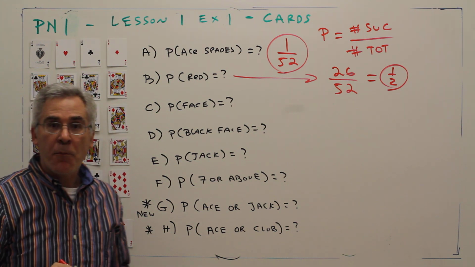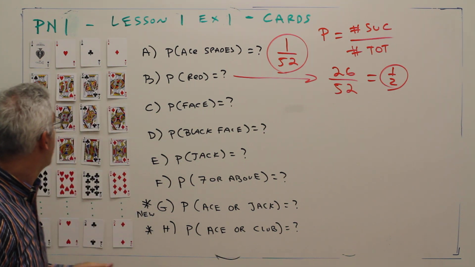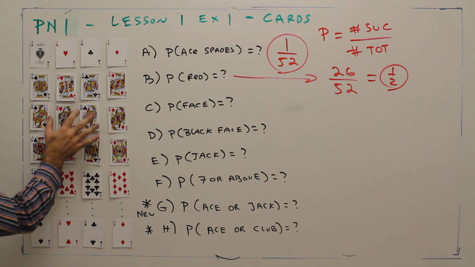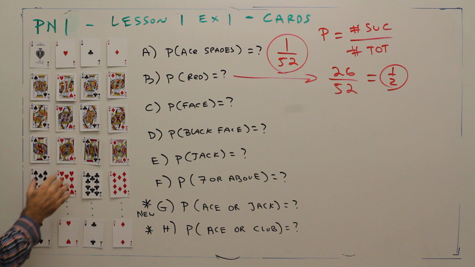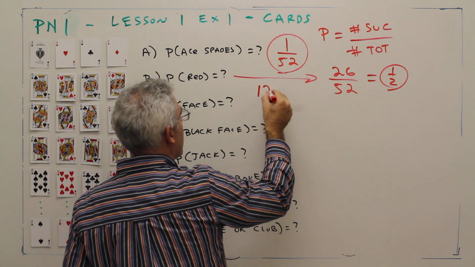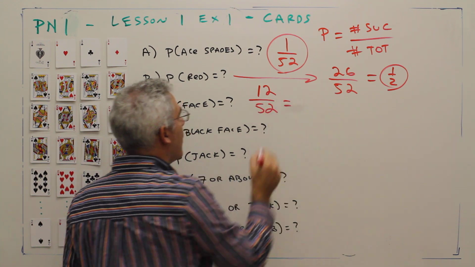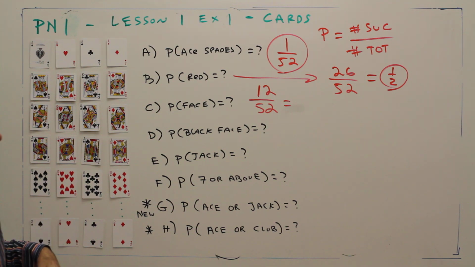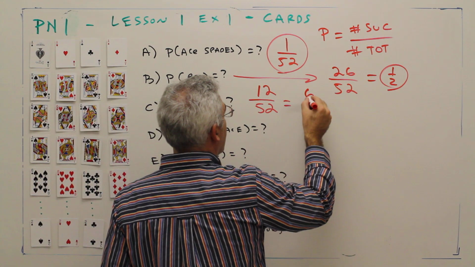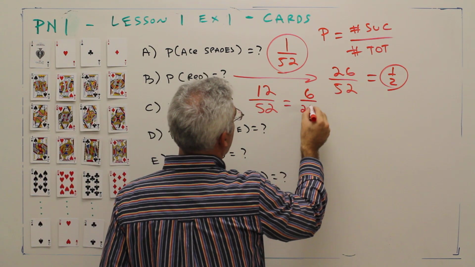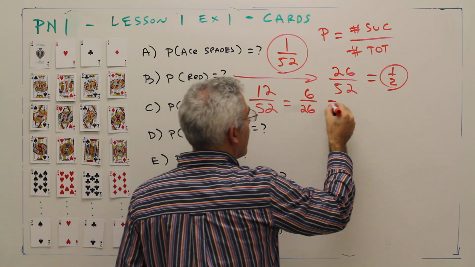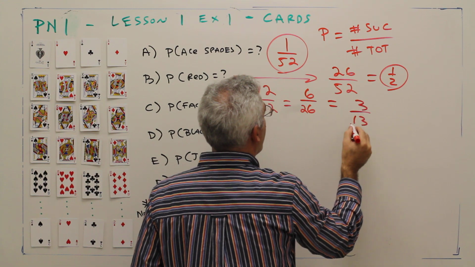Part C, probability of selecting a face card. The face cards are the cards with faces on them: jacks, queens, and kings. So there's 4, 8, 12 face cards out of a total of 52. So I can divide through by 2 and get 6 over 26. I could divide through by 2 again and get 3 over 13.